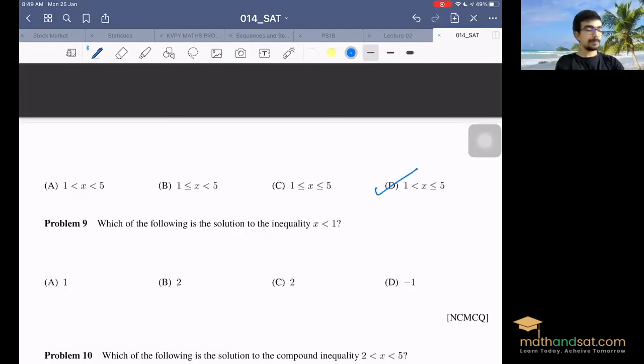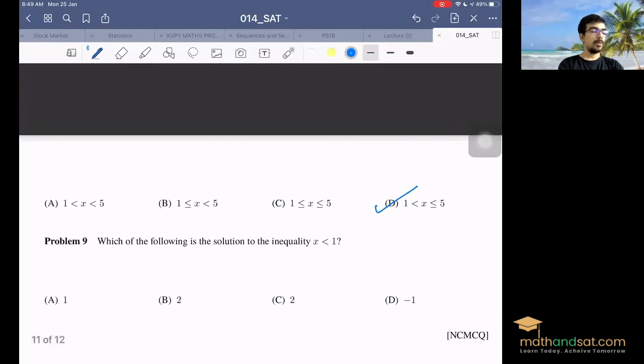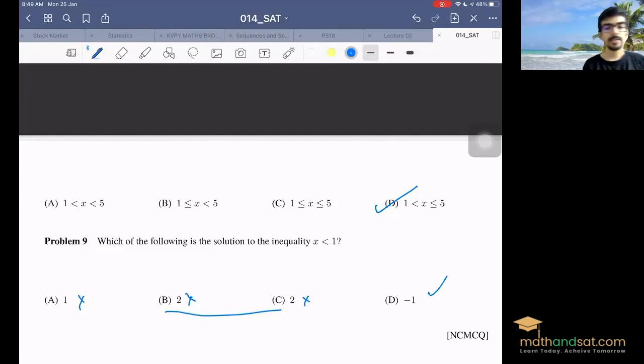Now question number 9. Which of the following is a solution to the inequality x less than 1? X less than 1 means choose the number which is less than 1. Simple, as simple as that. This is wrong, this is wrong, this is wrong. I mean, these two came out as same. So, -1 is the solution.